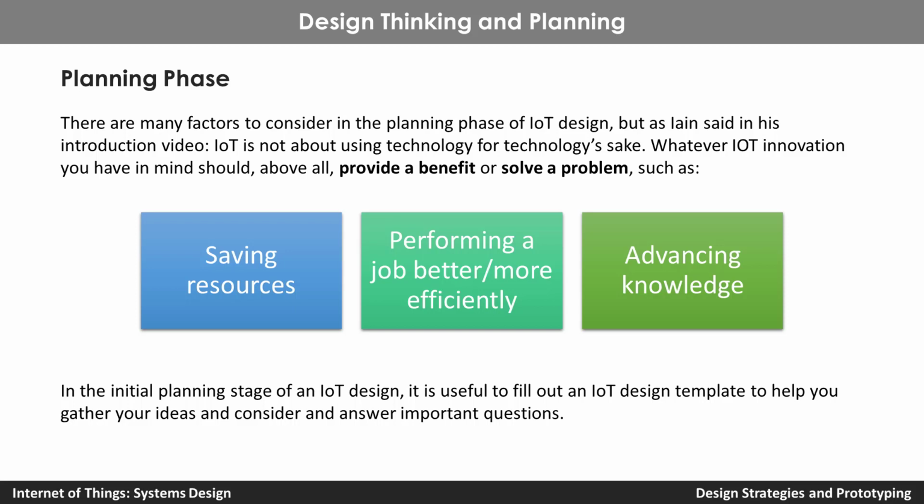When you are thinking about an IoT solution or a system, it should do at least one of these three things. Either it should save resources. For example, it could be saving energy, or it could be saving water, something like that. Or it has to perform the job better or more efficiently and bring convenience to the end user or the stakeholders. For example, it could be a robotic vacuum cleaner that will vacuum a house, so that brings a convenience. It could also do a better job, but it brings convenience as well.